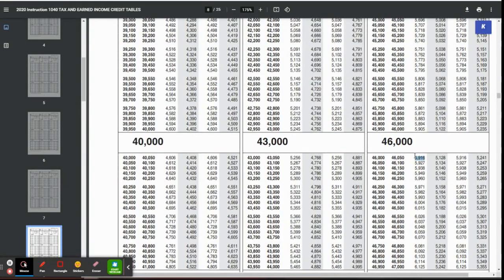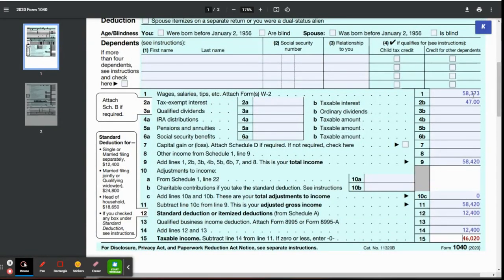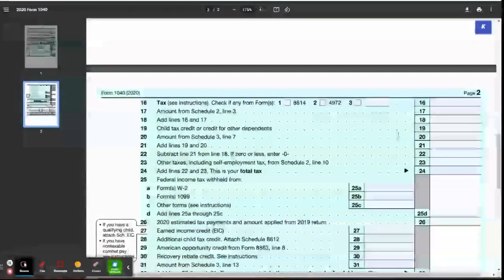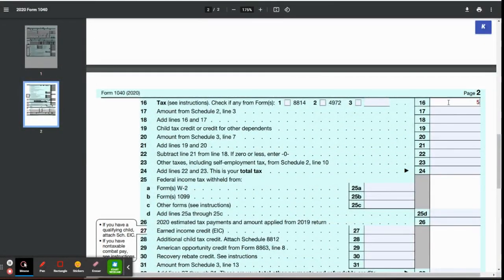And so her tax amount is $5,916. So $5,916. We're going to go ahead and include that on line 16 of our tax form. So $5,916. This is the tax amount that she is supposed to pay. So we're going to go ahead and carry that number down on those other lines that are needed. Remember, if it doesn't mention anything, most of those schedules don't apply in our situation.